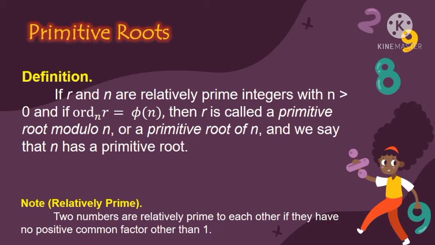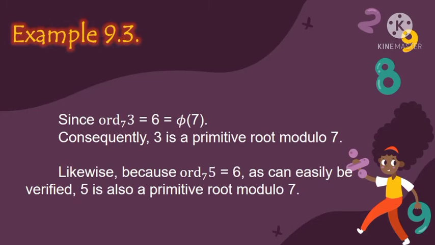Note on relatively prime. Two numbers are relatively prime to each other if they have no positive common factor other than 1. Take note of that. With this example 9.3, we will learn what primitive roots are.